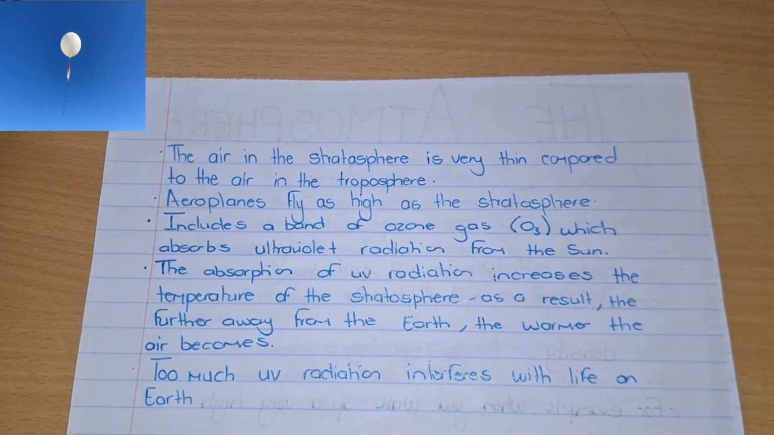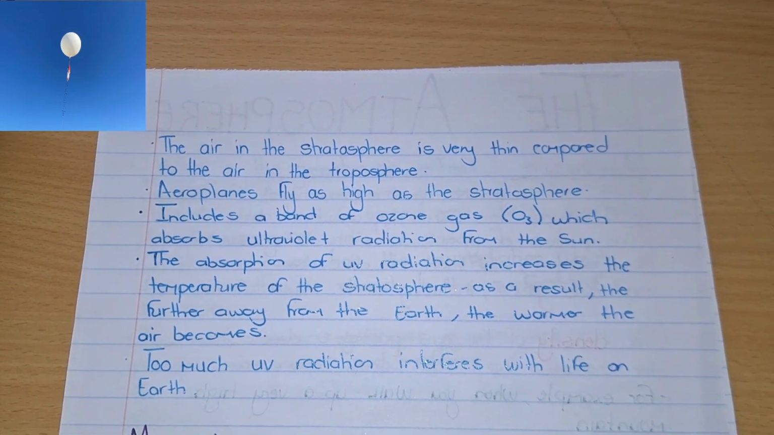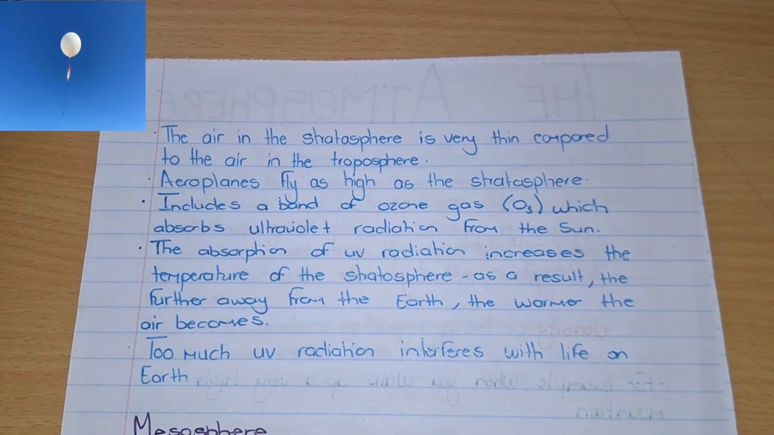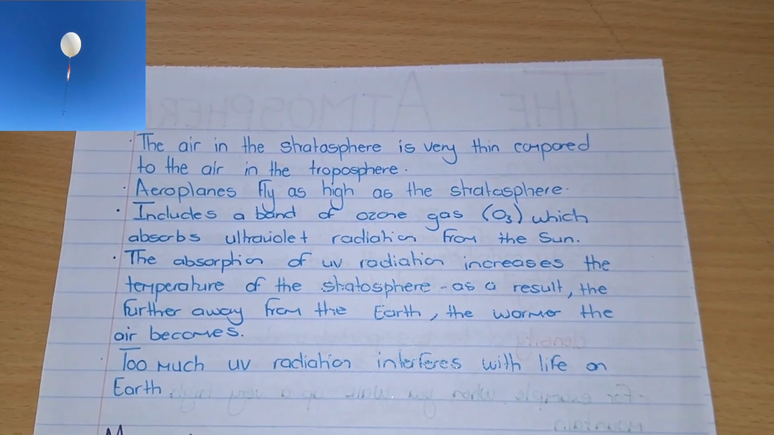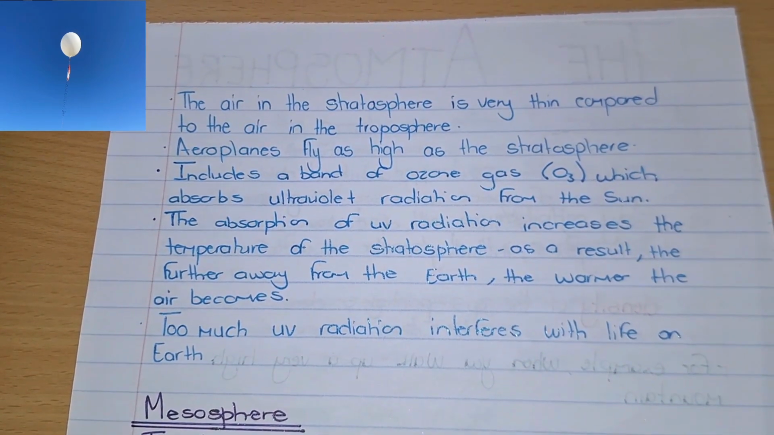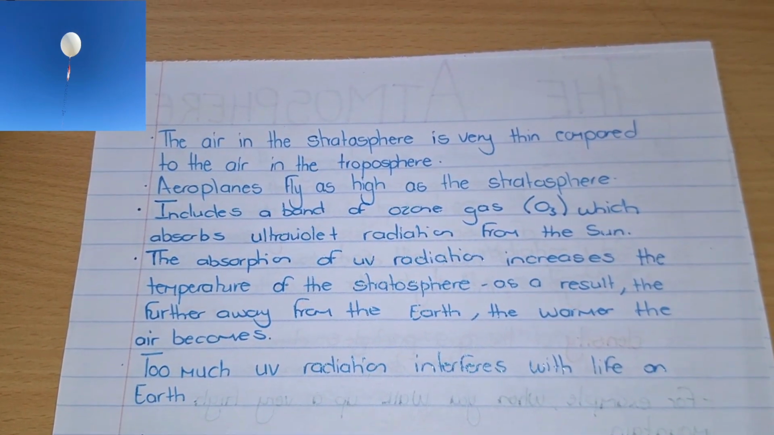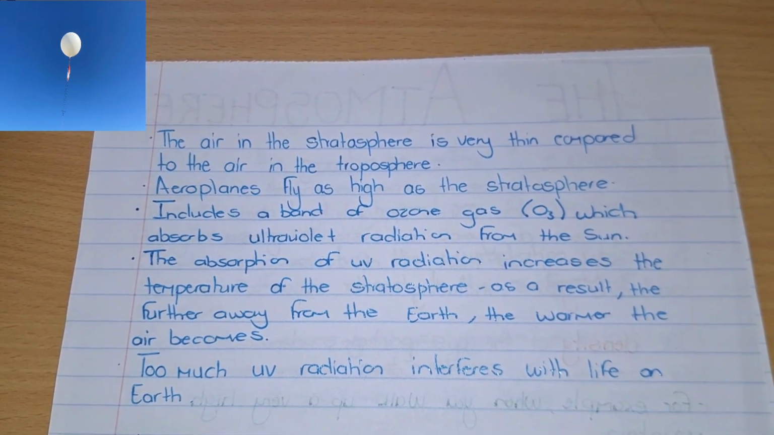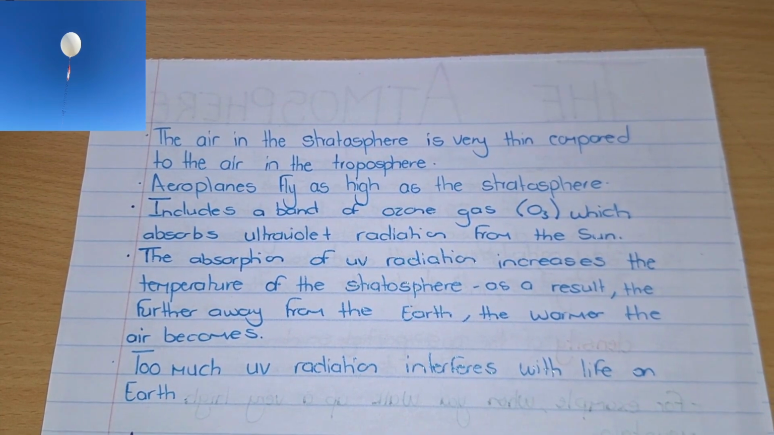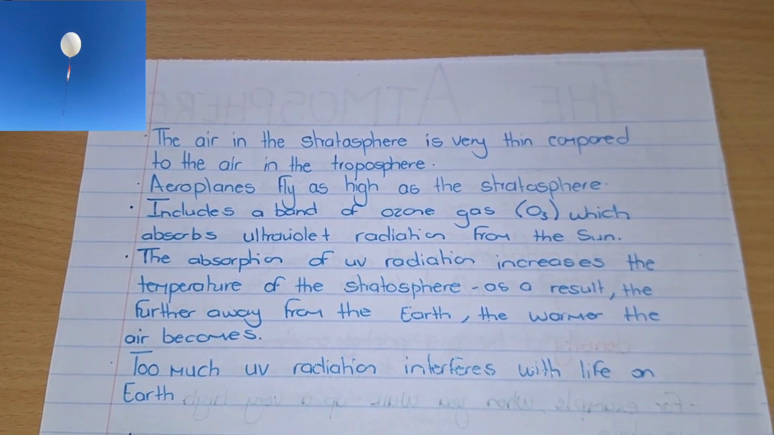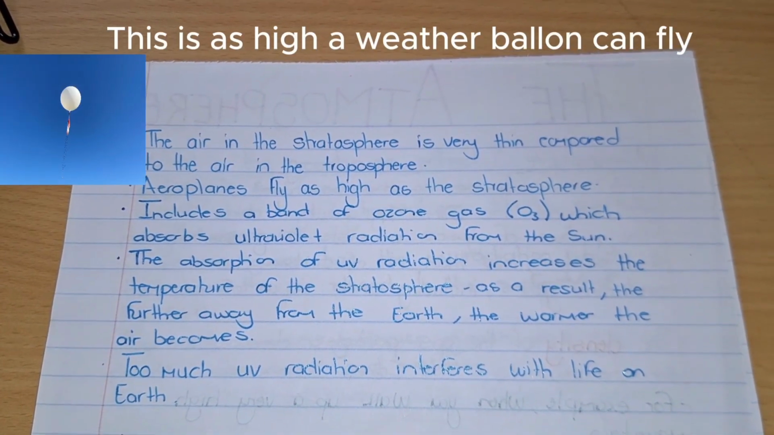Too much radiation interferes with life on Earth. Like I've said, it can damage plant life, it can cause cancer. It is really, really bad. So thank goodness for the stratosphere. Additionally, weather balloons also fly as high as this. I'm not sure where you can go and see weather balloons, but I remember in America, there was a weather balloon incident. So that's as high as they can fly.